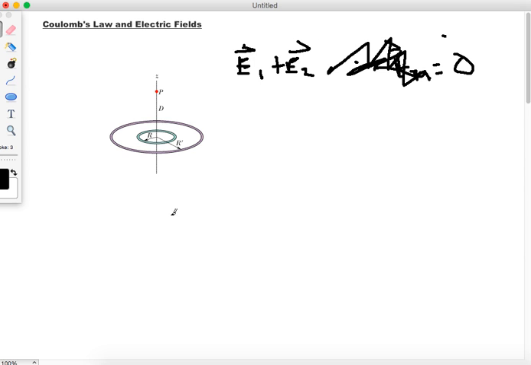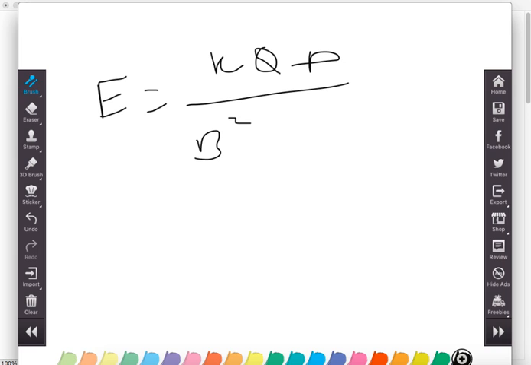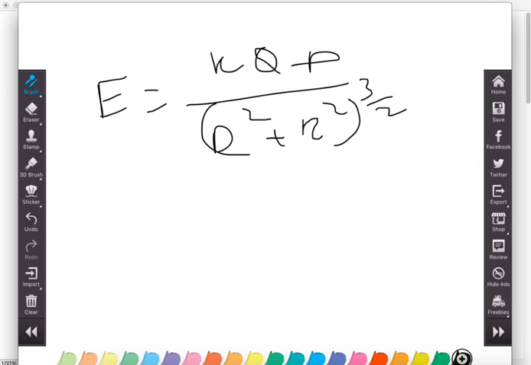But here's the thing I had to look up: what is the electric field on the axis of a charged ring? Well, that answer is E equals kQd over (d squared plus R squared) raised to the 3 over 2. This is just a formula that you have to use for this problem. I don't particularly know why we have to use it, but we have to.